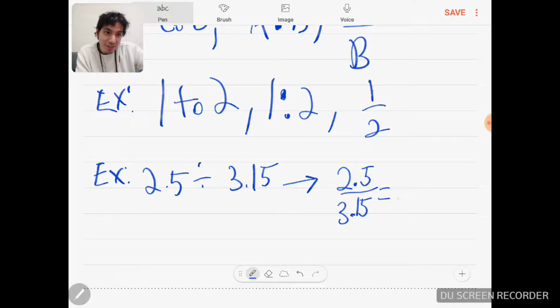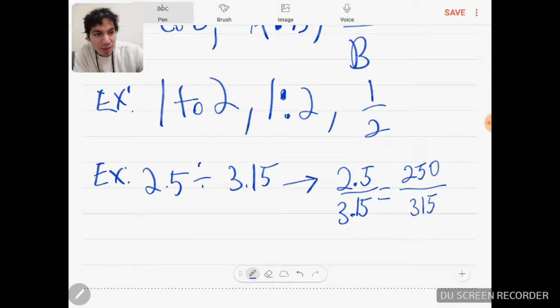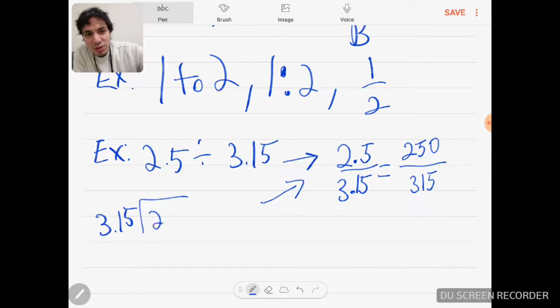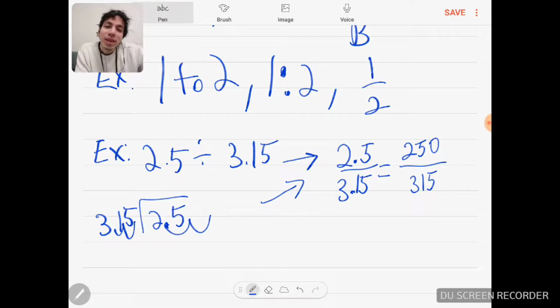Now, I'm going to make this into whole numbers. So this is going to be 250 over 315. How, you may ask? Let me explain how. Remember, this is technically 2.5 over 3.15. How did I get that? I simply move the decimal point over to the right twice. So remember, whatever I do on the top, I have to do on the bottom. And that's why I got 250 over 315.